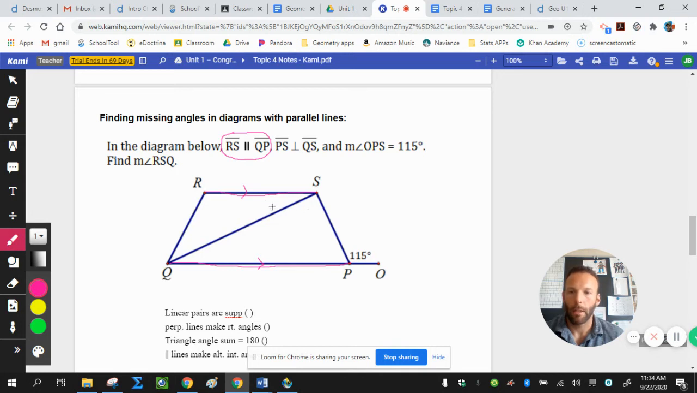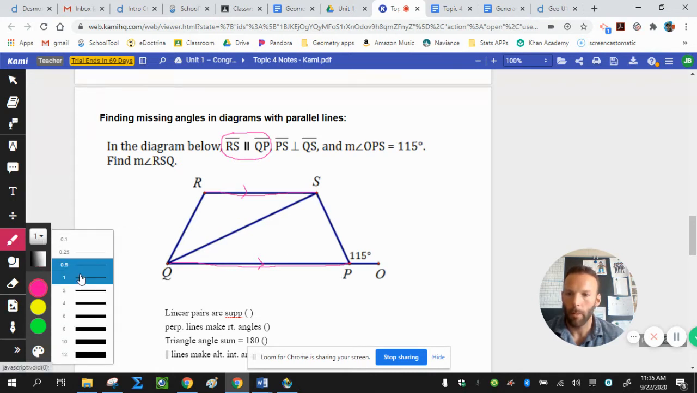Okay, and so now you have actually 3 different lines that could act as a transversal. The line RQ could act as a transversal. The line segment QS can act as a transversal, and also the line segment SP, because remember, a transversal means it's a line or line segment that intersects 2 or more lines or line segments.